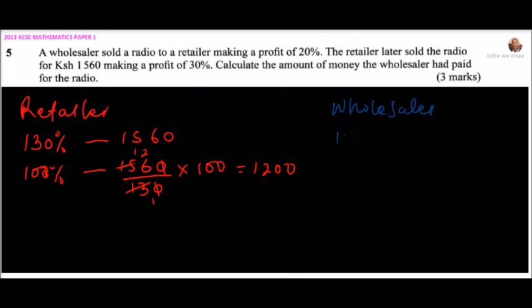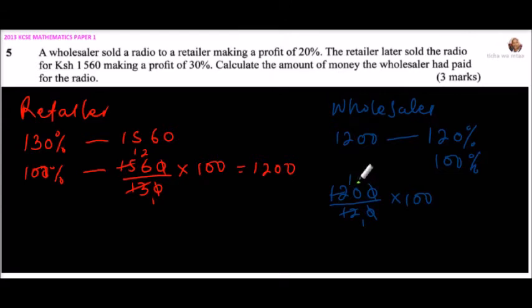This means that 1,200 is the same as 120%, because he made a profit of 20%. So what is 100%, what he had paid for the radio? You just say it is 1,200, you divide by 120, you multiply by 100, and that will give you 1,000. So we can say the wholesaler paid 1,000 Kenyan shillings for the radio to make a profit of 20%. So that is how we work out that question.